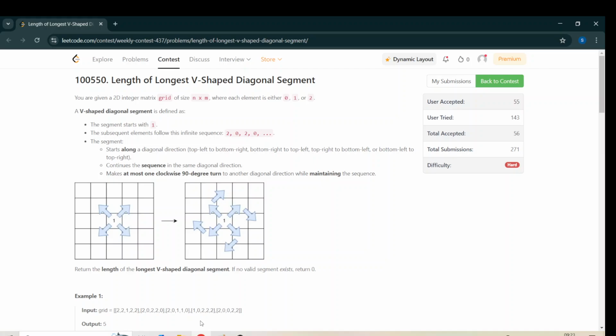Hello everyone. Today I'm going to discuss the last problem of LeetCode Weekly Contest 437, which is the length of the longest V-shaped diagonal segment. So the problem is we are given a grid of size n cross n, and we have to find a V-shaped diagonal segment of maximum size. So what is a V-shaped diagonal segment? The segment starts with 1, and the subsequent segment elements follow the infinite sequence 2, 0, 2, 0.